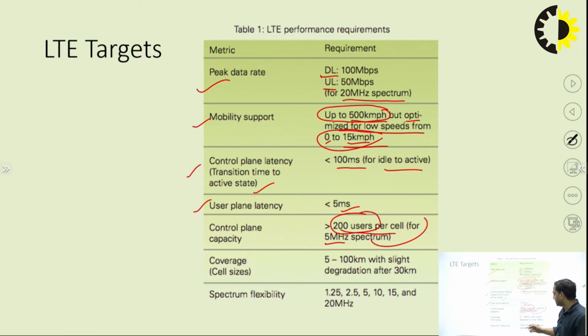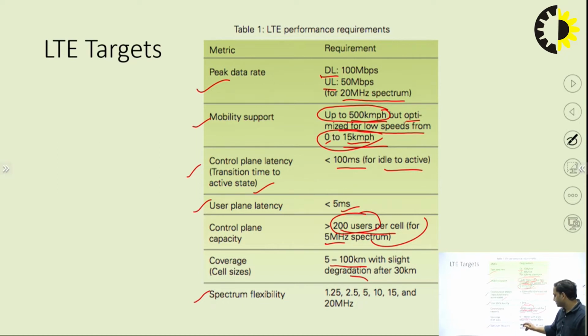Then the coverage. Here, for the cell size, we have 5 to 100 kilometers with slight degradation after 30 kilometers onwards. As we said, up to 5 to 30 kilometers the coverage will be okay if we talk about the cell size. So receiving signal at the cell edge up to 30 kilometers is okay. But when we move further, from 30 kilometers up to 100 kilometers, the signal strength will be reduced. Okay, then we have the spectral flexibility, as I said.